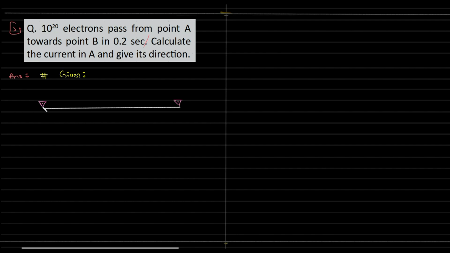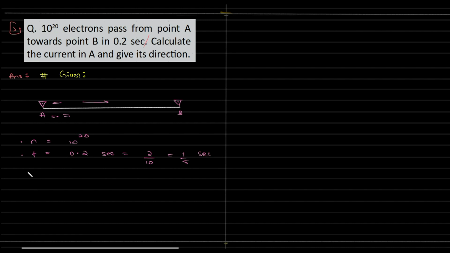Okay, so now from point A to point B, we have electrons moving. That's the basic idea. How many of them? 10 to the power of 20 of them in this direction, right? So basically n is equal to 10 to the power of 20. There's no unit. Within a fraction of time, that is 0.2 seconds. That's too less, so I'll rewrite this as 2 by 10, which can be written as 1 by 5 second. So we have the time, we have the number of electrons.